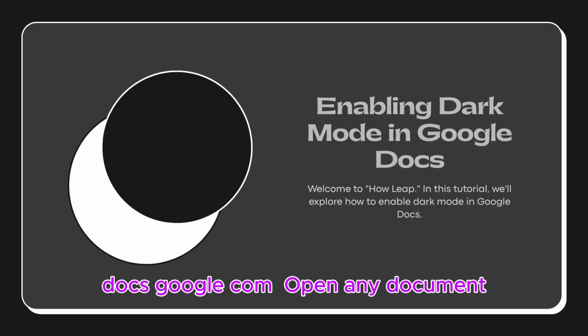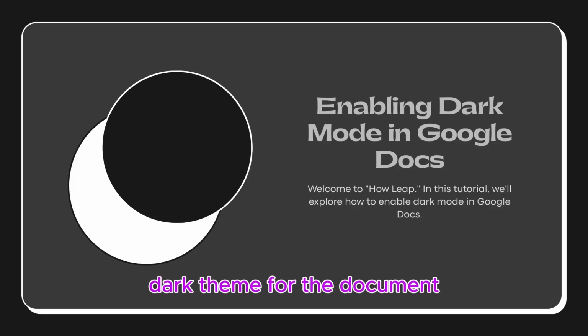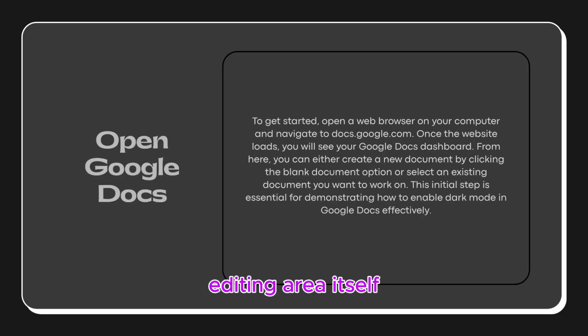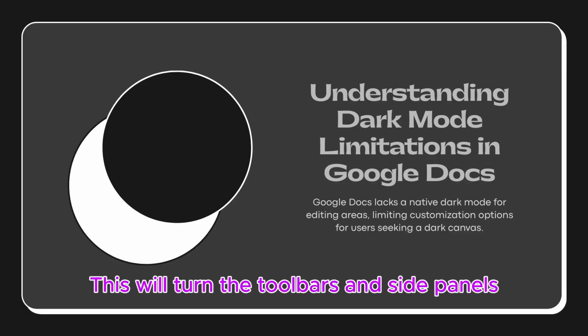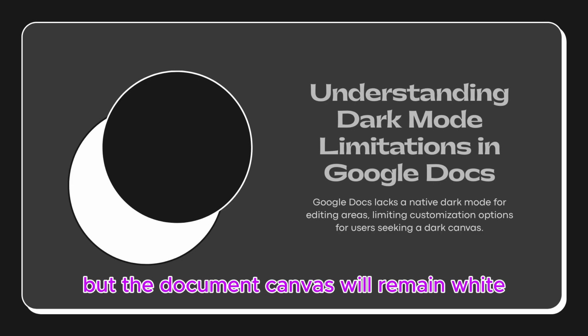Open any document. Google Docs does not have a built-in dark theme for the document editing area itself. However, you can enable a system-wide dark mode that affects the menus. In Chrome, go to Settings, then Appearance, and select Dark Theme. This will turn the toolbars and side panels dark, but the document canvas will remain white.